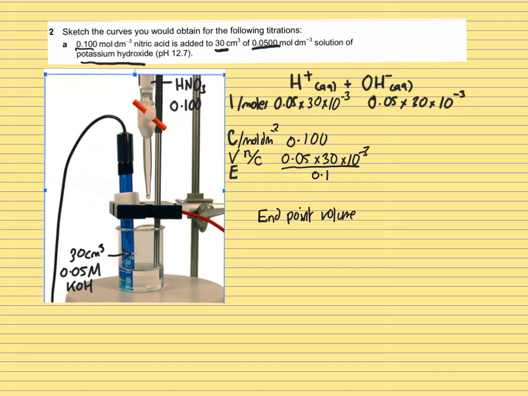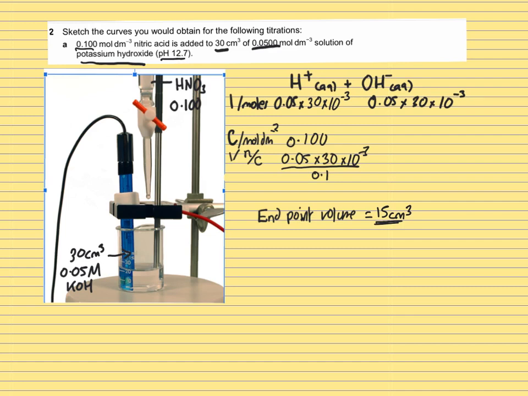So let's now convert that to centimetres cubed. The end point volume is 0.015 dm cubed, but let's keep it in centimetres cubed, depending on how you want to label your graph. So we know it's a strong acid, strong base, and we've been told that the potassium hydroxide has a pH of 12.7. So we know the initial pH. What about the final pH?